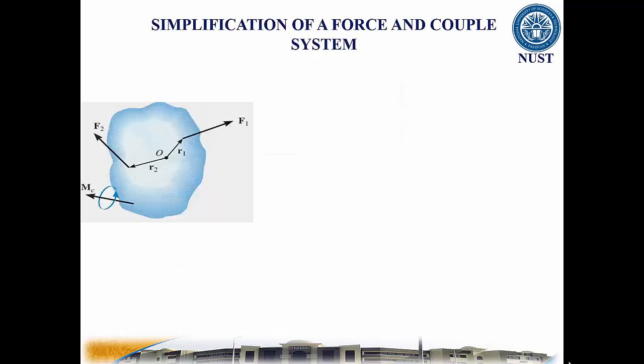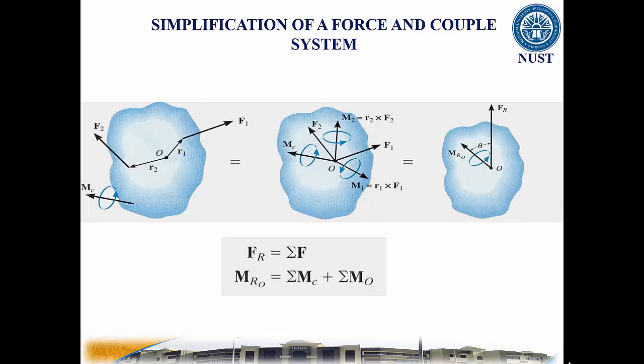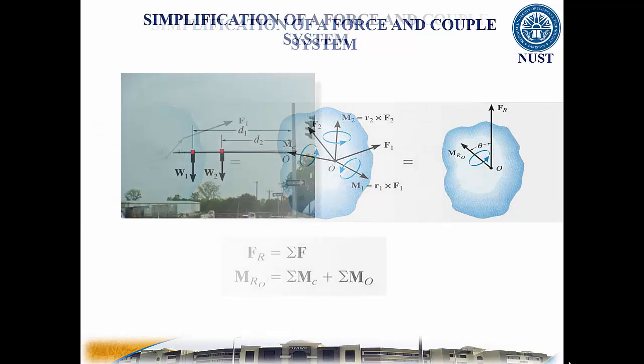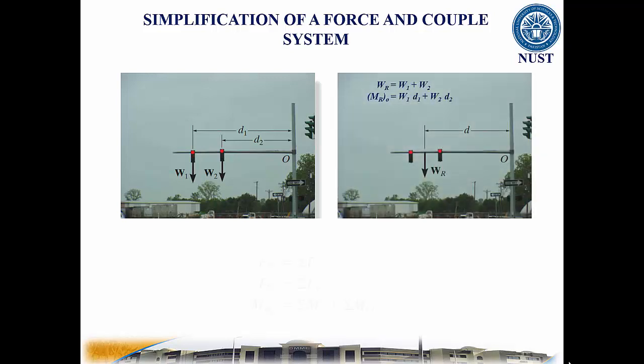When several forces and couple moments act on a body, you can move each force and its associated couple moment to a common point O. Now you can add all the forces and couple moments together and find one resultant force and couple moment pair. If the force system lies in the XY plane, such as in a 2D case, then the reduced equivalent system can be obtained using the following three scalar equations.